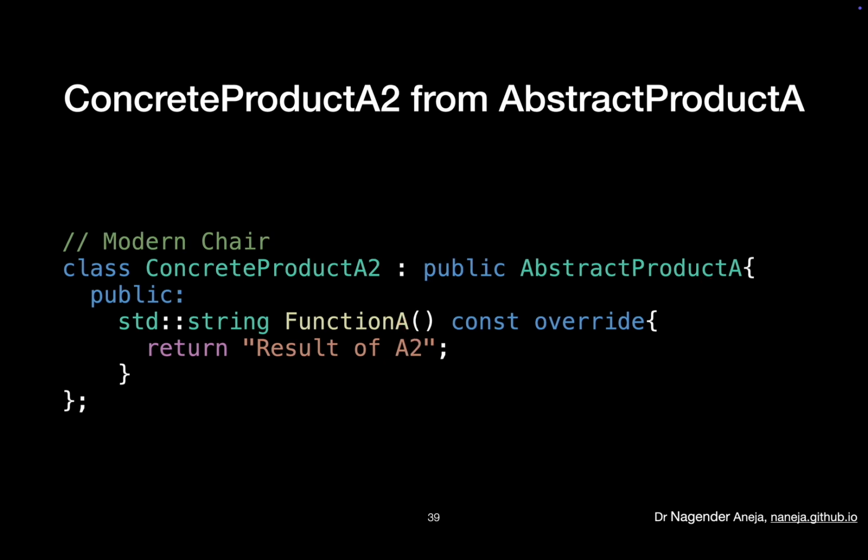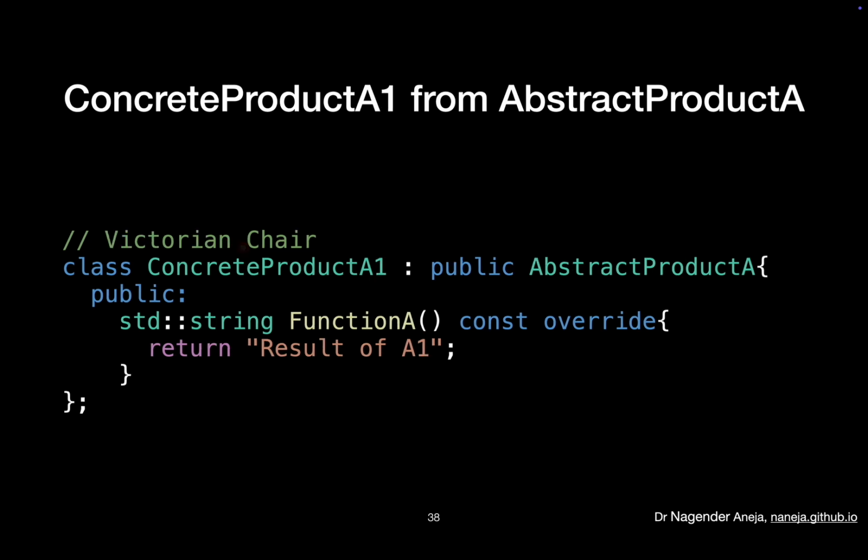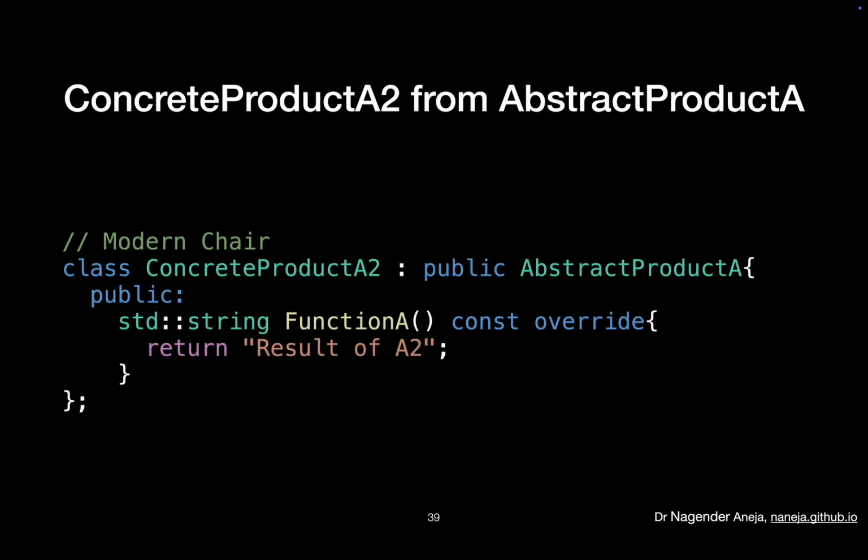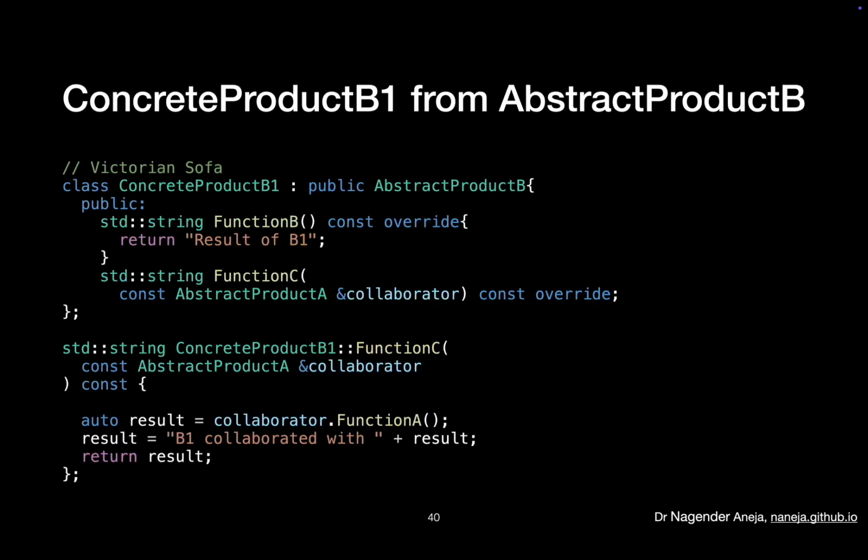Then we have the product A2. Again, from the abstract product A, we'll say result of A2. So we have defined both the Victorian chair as well as the modern chair. So both concrete versions have been created of the abstract. Next is B1. So we have the Victorian sofa, we have the abstract product B, and we'll create concrete product B1. In this case, we have two functions actually. One is with the collaborator and one is without collaborator.